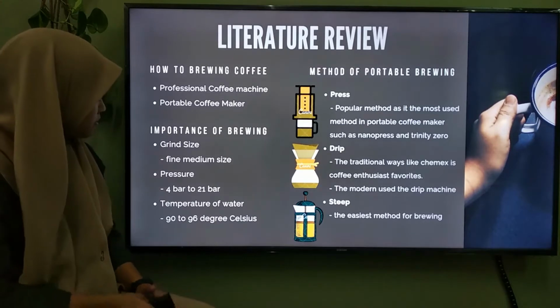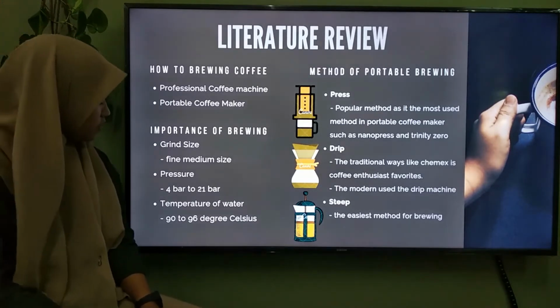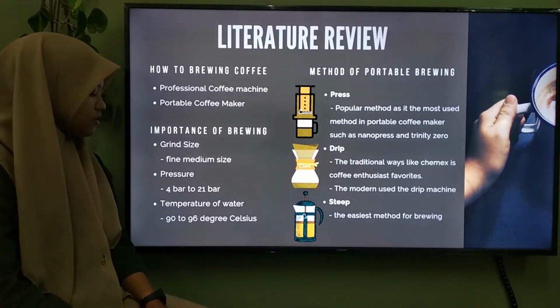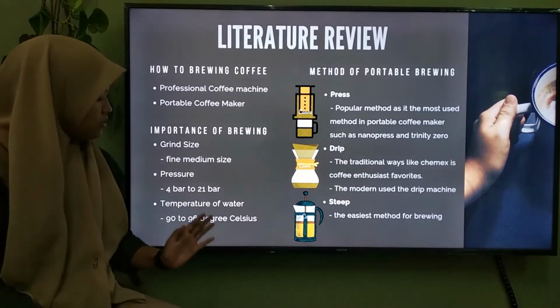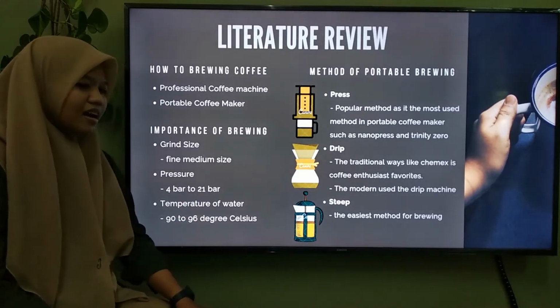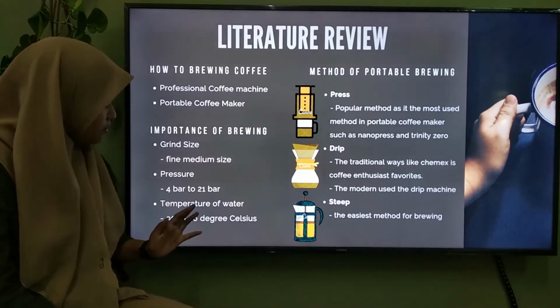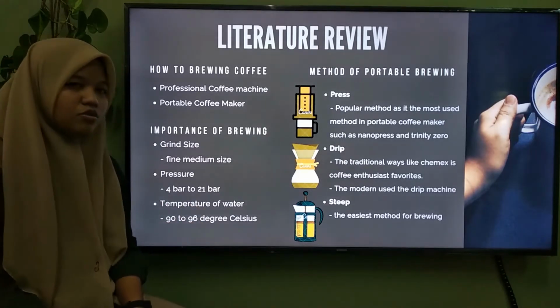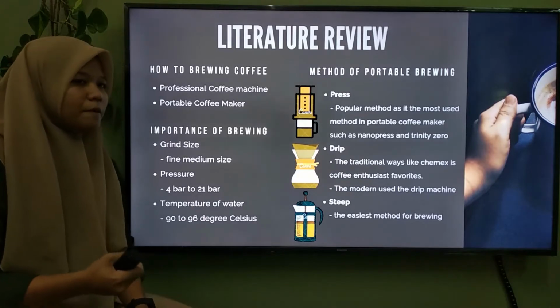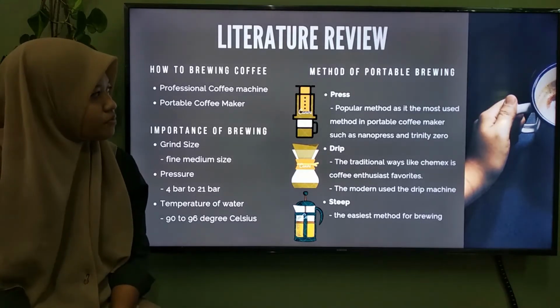The temperature of water when you brew is 90 to 96 degrees Celsius. Below 96 degrees, you can get under-extracted coffee, and above 96 degrees Celsius, you can produce over-extracted coffee.